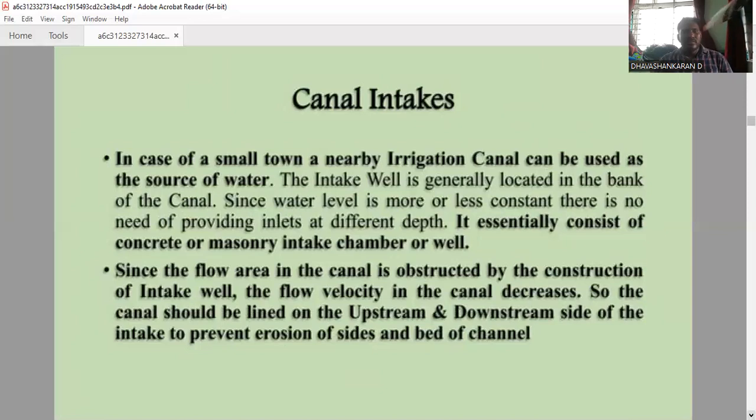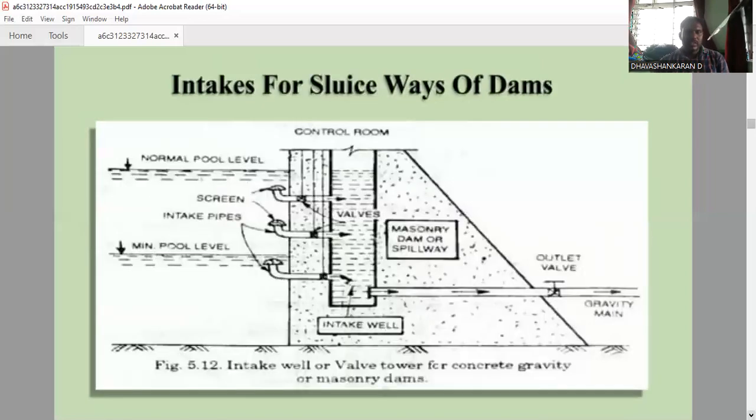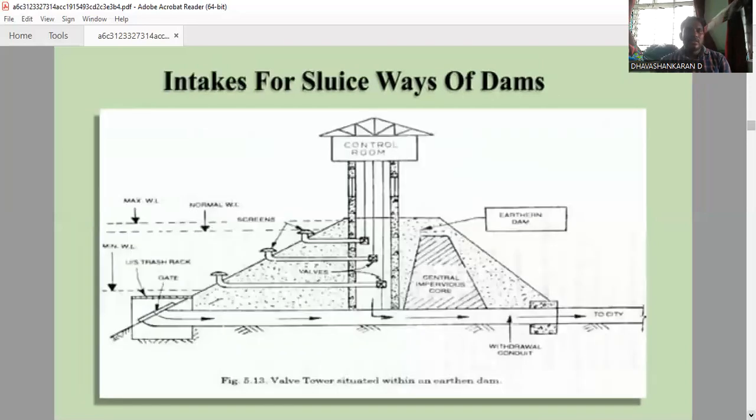The canal intake is used in the case of a small town, where a nearby irrigation canal can be used as the source of water. The intake well is generally located on the bank of the canal. Since the water level is more or less constant, there is no need to provide inlets at different depths. It essentially consists of a concrete or masonry inlet chamber or well. Since the flow area in the channel is obstructed by the construction of the intake well, the flow velocity in the canal decreases. So the canal should be lined on the upstream and downstream to prevent erosion of the sides. This is the diagram which shows the canal.